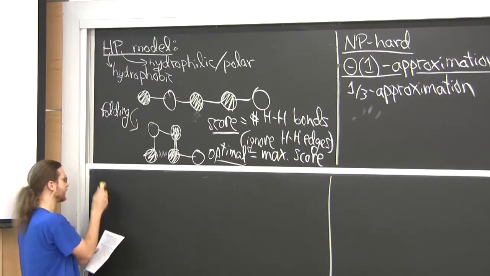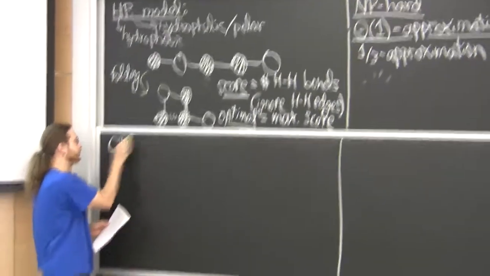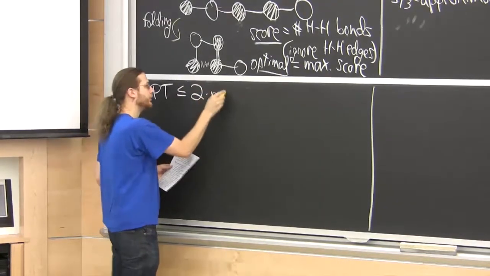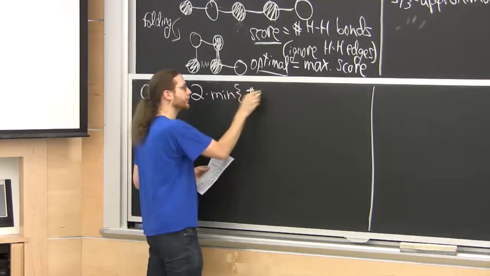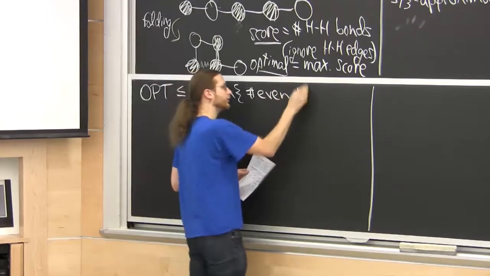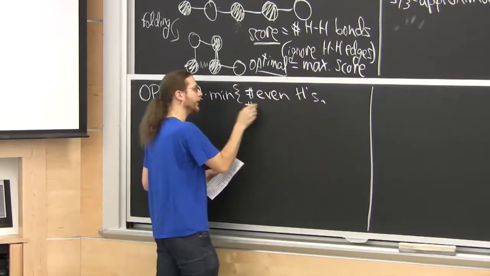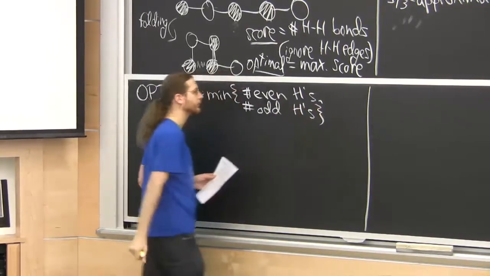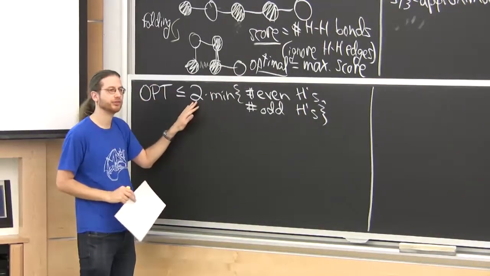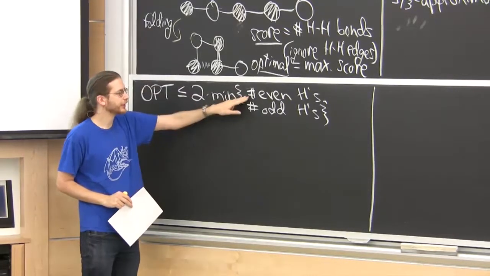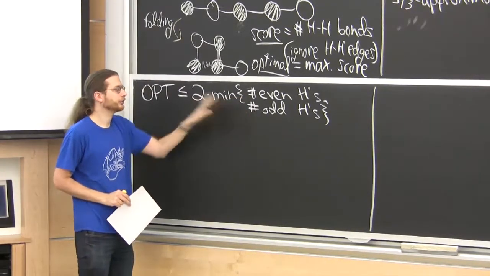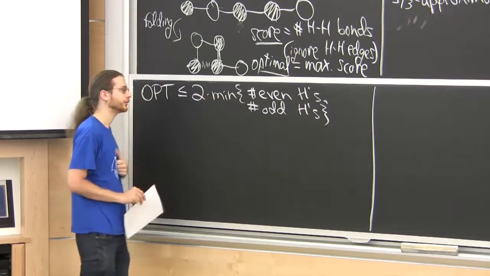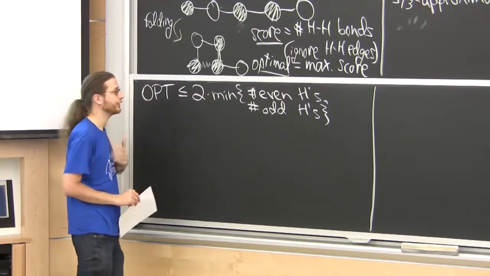So in fact, we claim that the optimal solution, which we call opt, is always at most twice the min of the number of even H's and the number of odd H's. This is slightly smaller than the number of H's. If the number of even H's and odd H's are equal, then this will just be the number of H's. But if one's smaller than the other, this will be a little bit smaller. Or it could be a lot smaller, if there's, say, no even H's.